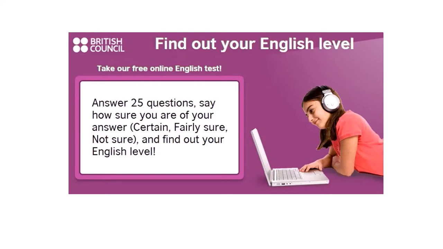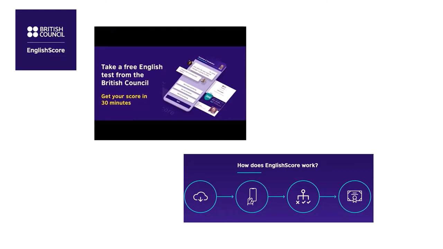Your result will be in one of these possible levels: beginner to pre-intermediate, intermediate, and upper intermediate or above. You would want to seek help if you are a beginner to pre-intermediate level. English Score is a mobile app that can help you with your assessment. You can download this app and take a free test to assess your English language skills. You will need to pay for a certificate, but you don't need the certificate just to get a self-assessment.